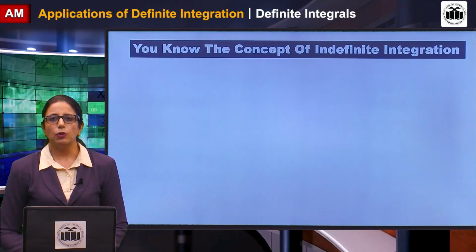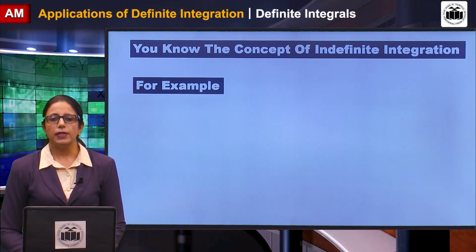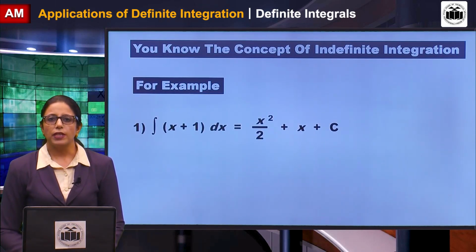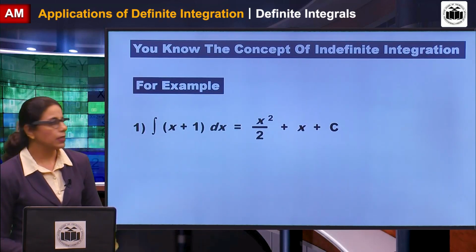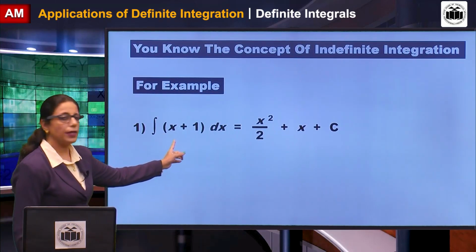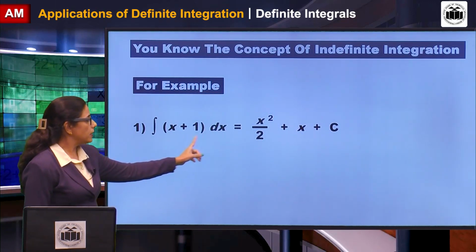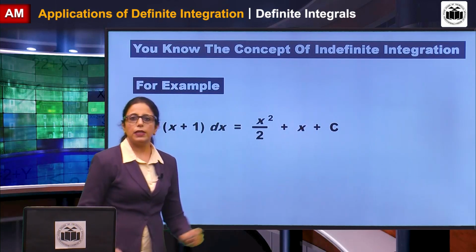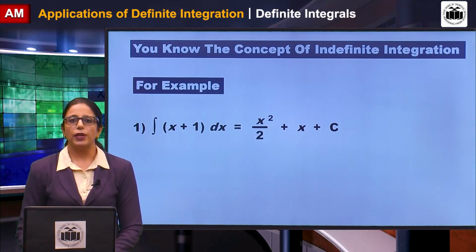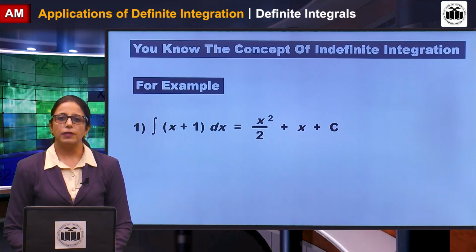Alright, you all already know the concept of indefinite integration, which you have learned in Unit 2. Let us see a very simple example to understand and recollect what indefinite integration is. Integration of (x + 1) dx is equal to x squared by 2 plus x plus c. So here x is integrated first as x squared by 2, then 1 dx is integrated as x plus c, which is the constant of integration. This is a very simple example.